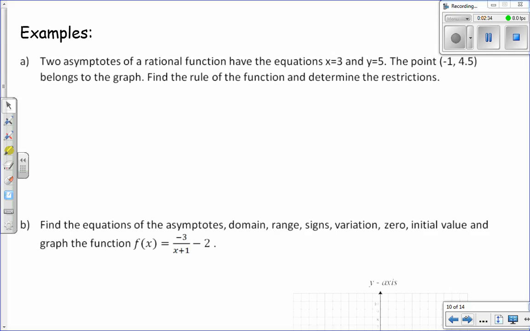Let's look at what happens if you have to find a rule. You have two asymptotes of a rational function that have the equation x is equal to 3, y is equal to 5, and the point negative 1, 4.5 belongs to the graph. Find the rule of the function and find the restrictions. I can talk about the restriction in the other part. We're going to look at that. So sketch, pause the video, sketch it, and then come back to see if you have the right answer.